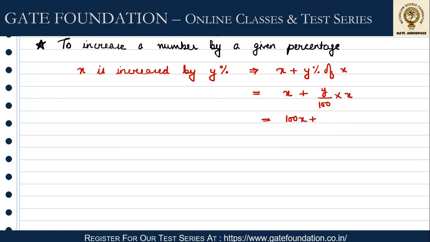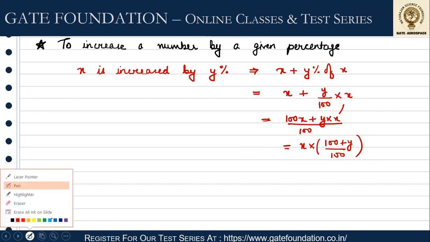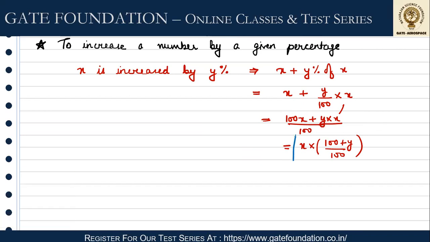So what I'll do is I'll take an LCM over here. यहाँ पर मैं एक LCM ले लेता हूँ. So if I take the LCM, it will become (100x plus yx) divided by 100, right? And यहाँ से I can take x common since it appears in both the terms, right? So simply it will become x times (100 plus y) by 100. So if a number is increased by, let's say, y%, you can find the new number using this formula. You might think कि ये तो बहुत complicated है, right? It is not as complicated as it looks. We can use it simply.